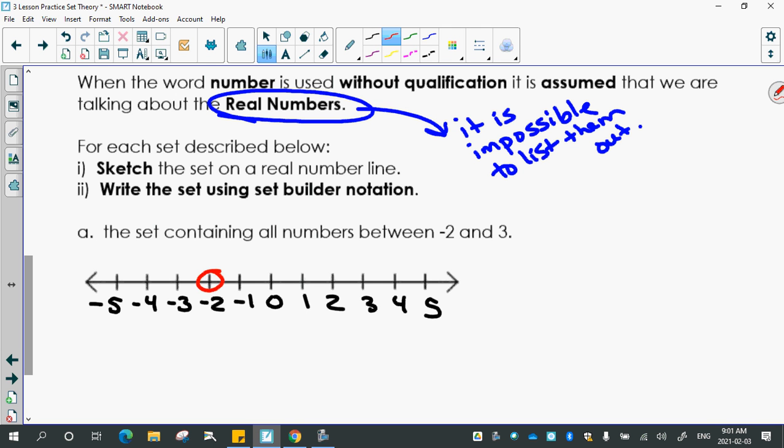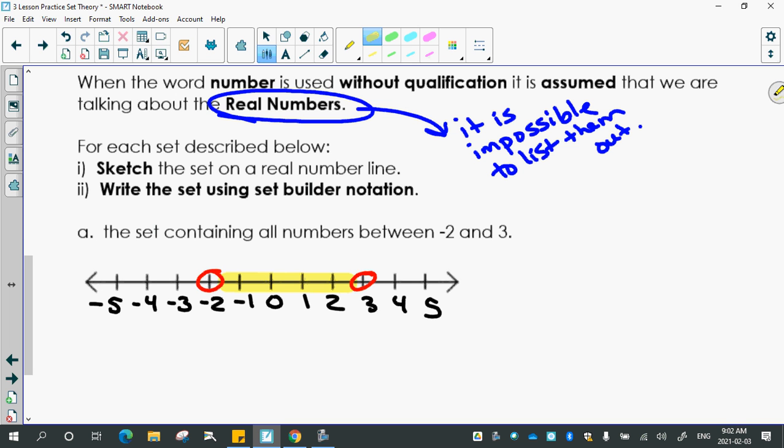Is 3 in the set? No. But is 2.9999999 in the set? Yes, so we need another open circle. And then we get our highlighter out, and we highlight in between. So everything in between is in the set. All those decimals, fractions, irrational numbers, everything in between is in the set. So there's our set drawn for us.